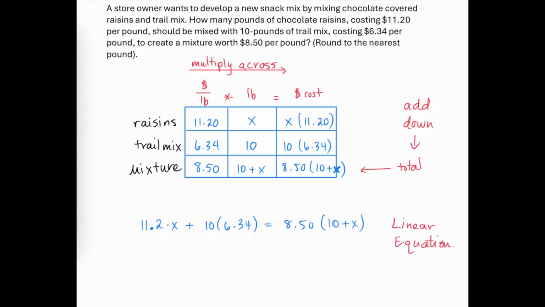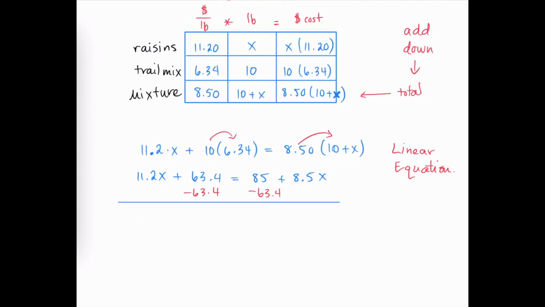To solve a linear equation, we simplify both sides as much as possible first. So we have 11.2x plus 10 times 6.34 is 63.4. And when we distribute 8.50 into the parentheses, we get 8.50 times 10, which is 85, plus 8.5 times x. Now let's subtract 63.4 from both sides to get our constant terms together. This leaves 11.2x on the left-hand side. 85 minus 63.4 is 21.6, and we still have our 8.5x.